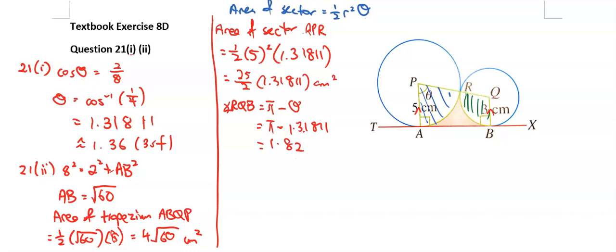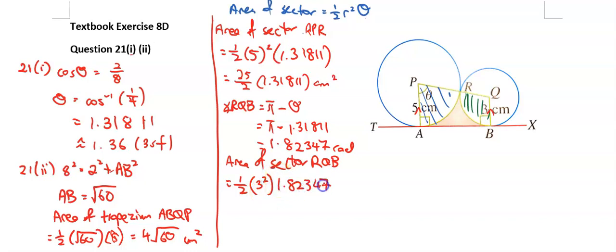So when we find the area of sector RQB, it is half times radius 3 squared times 1.82347. Now we have all the areas that we need: the area of the trapezium, the area of the sector of the bigger circle, and the area of the sector of the smaller circle.